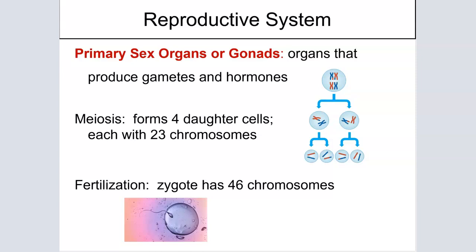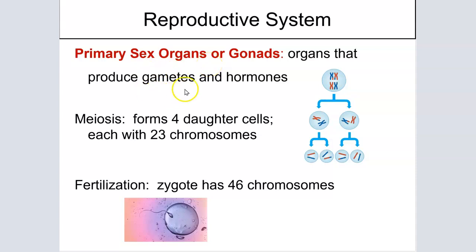Hi, in this lecture we will start our study of the reproductive system. This lecture will focus on the anatomy of the male reproductive system. However, when we look at the reproductive system, we know that it is categorized as having primary sex organs, which are known as the gonads. These are the organs that actually make the gametes, the sperm and the egg, as well as the hormones. So the gonads, or primary sex organs, will be the ovaries and testes.